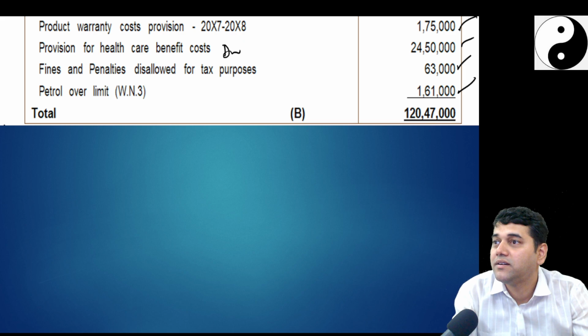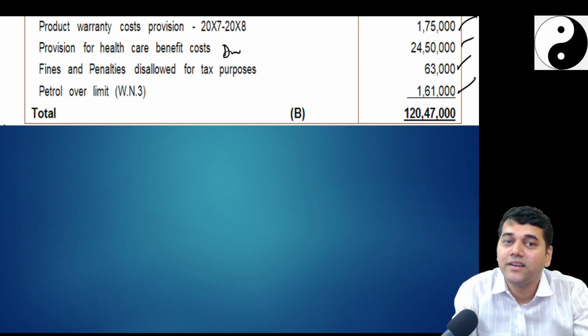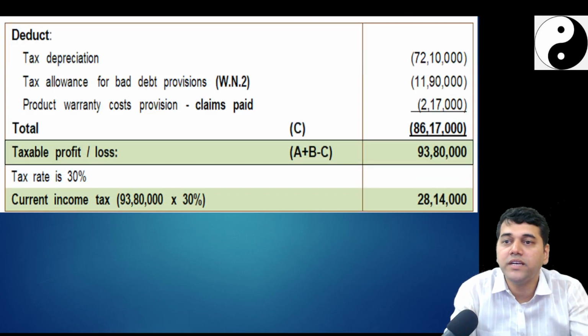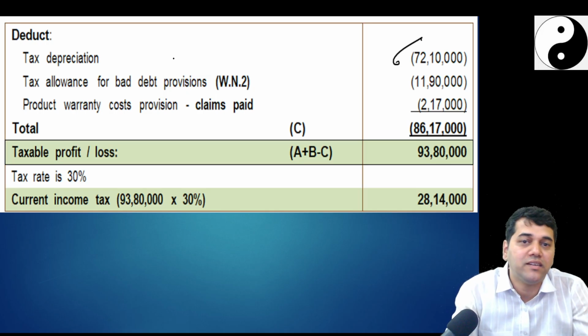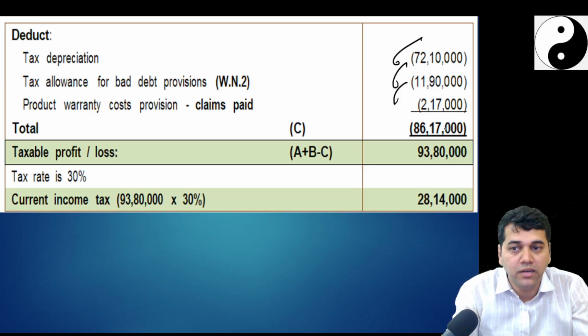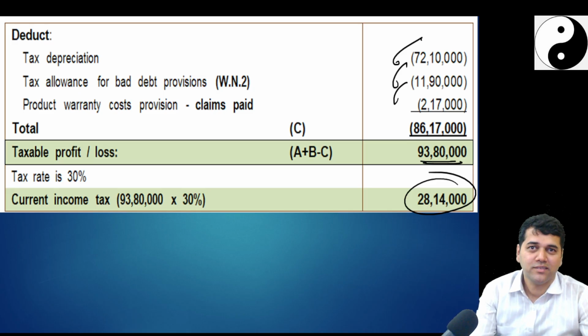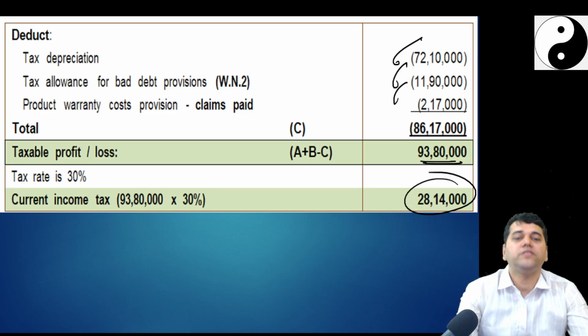24 lakhs 50, be careful. Fine, others, done, no? Yes, now we deduct 3 expenses, 72 lakh 10 depreciation during the year, bad debt provision, and your product cost. So you get the total taxable profit will be 93 lakhs 80,000 into 30%, you get 28 lakh 49. Easy question, simple question. And with this we calculated the current tax.